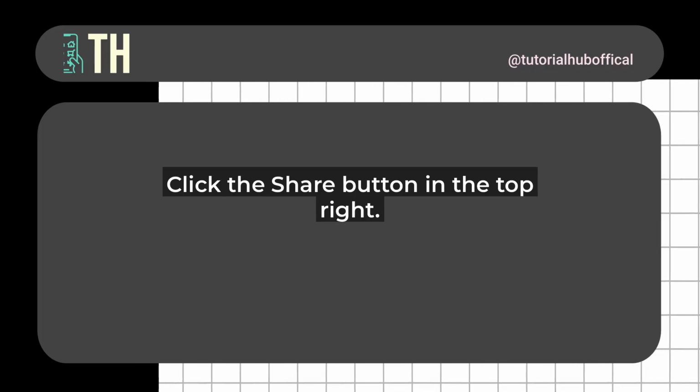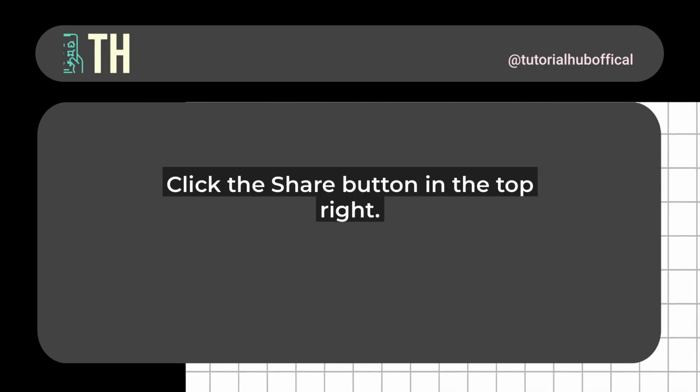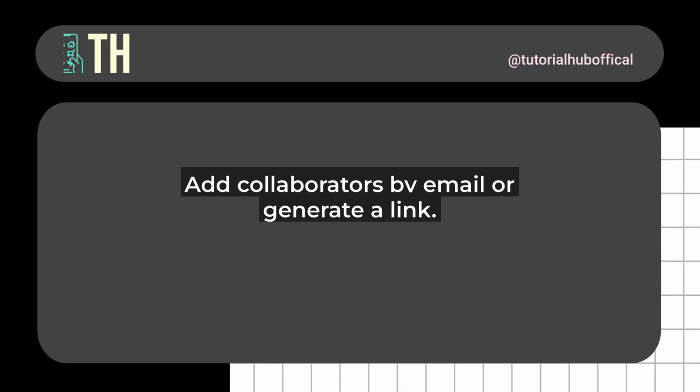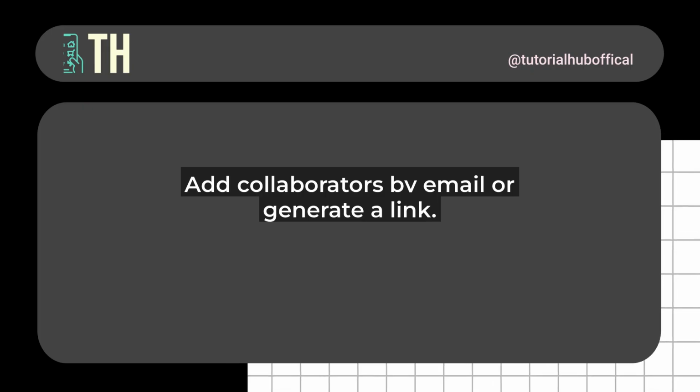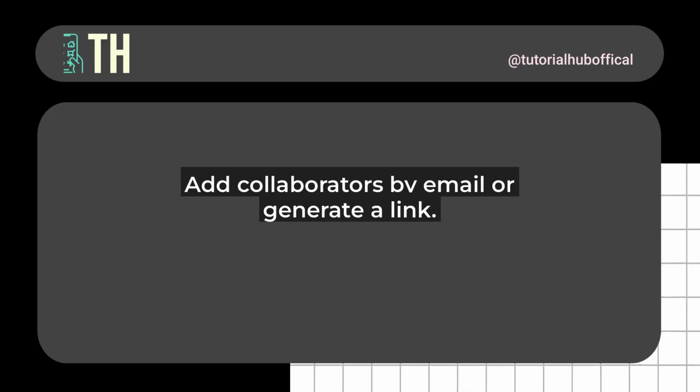In this window, you can add people directly by typing their email addresses. Google will suggest contacts from your Gmail if you have them saved, which is a handy time saver. But wait, there's more. You can also generate a shareable link that anyone with the link can access.